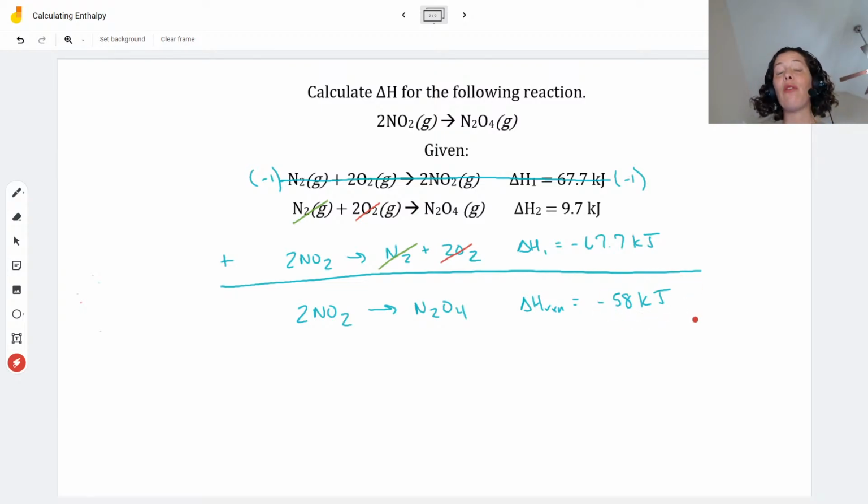So again, it doesn't matter the order you do it in. It's really what you see first, but don't be afraid to just try something, even if it means in the end your reaction is flipped. That's totally fine because you can just flip it at the end.